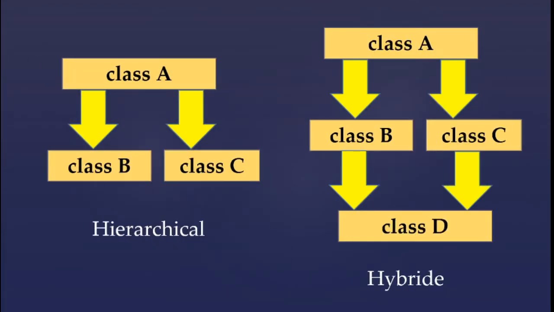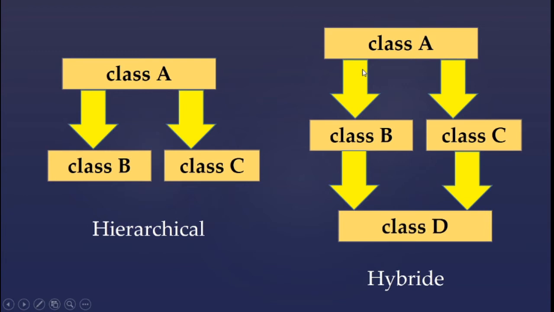Now we have one more inheritance, that's hierarchical, and then the other is hybrid inheritance. In the case of hierarchical inheritance, we have a hierarchy of classes like this. Class A has been inherited in class B and then class C. This is hierarchical inheritance.